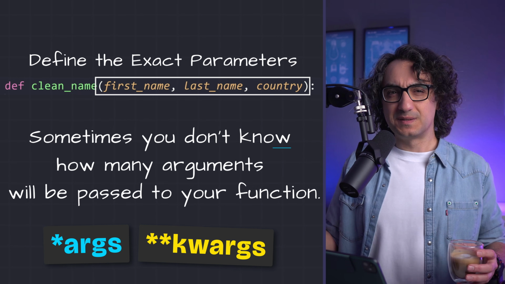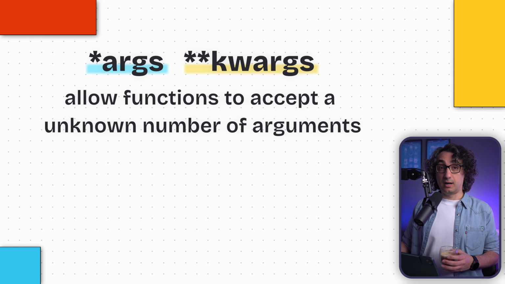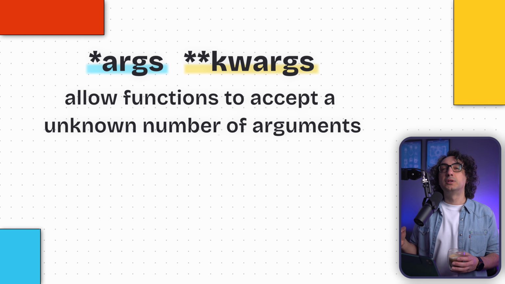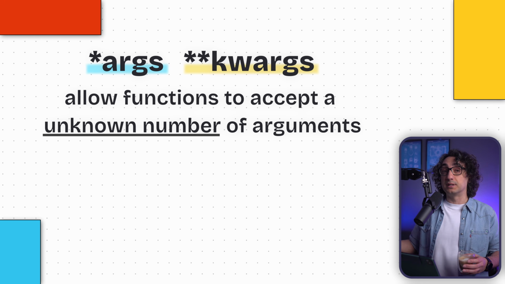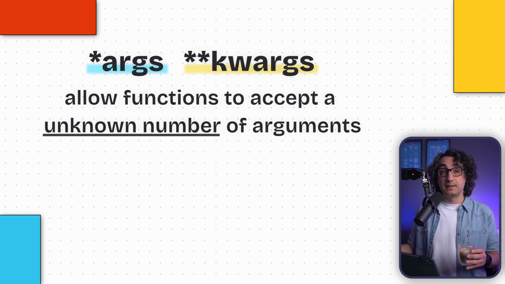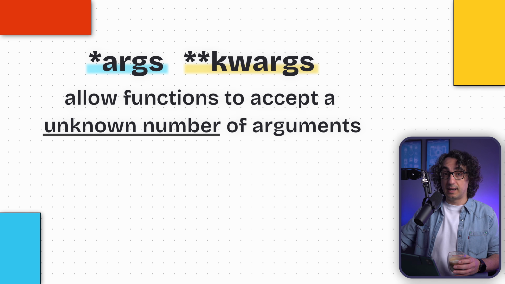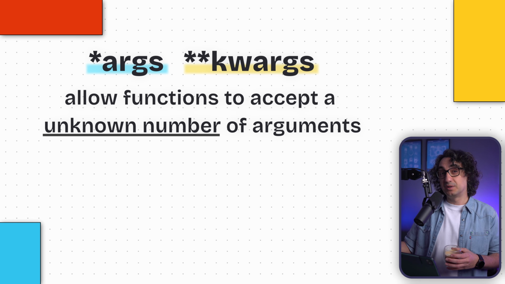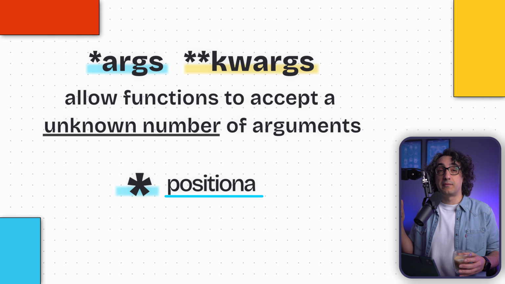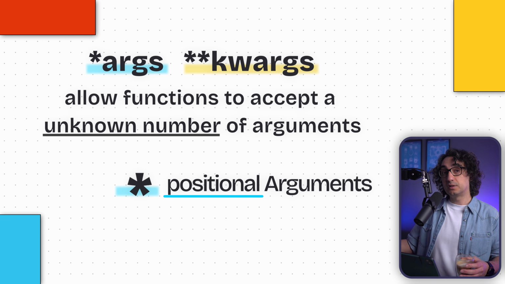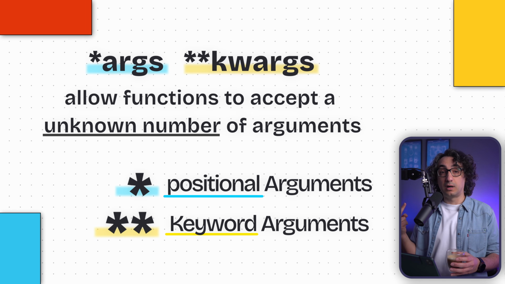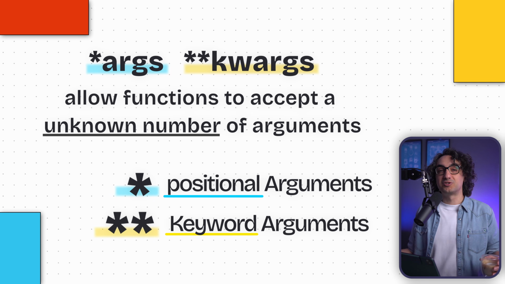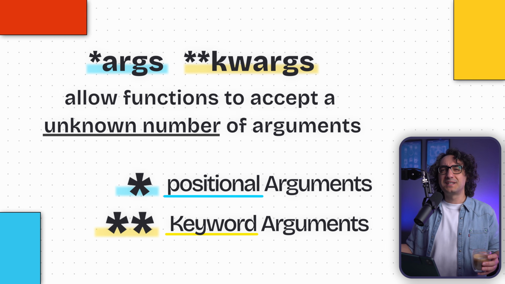So what does this mean? The star or the double star args are gonna allow our function to accept any number of arguments. That means it's gonna make it totally flexible. We can send it one value, two values, three values. Since we have those two types, positional and keyword arguments, we have the one star args for the positional arguments and the two star kwargs for the keyword arguments. So now let's have a very simple example to understand how this works.